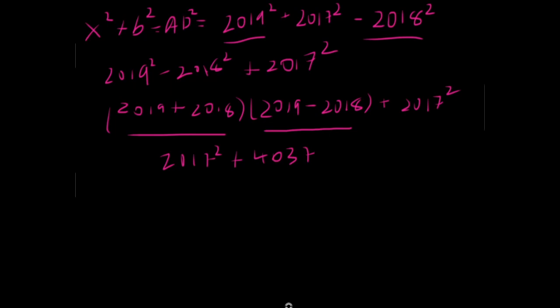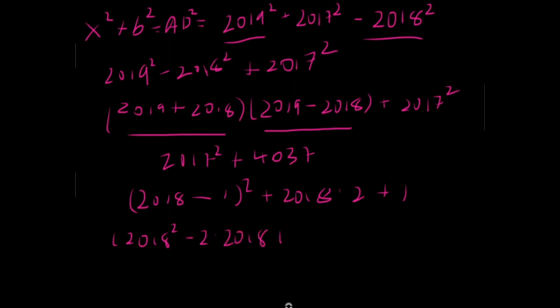We can do 2018 minus 1 squared plus 2018 times 2 plus 1 as a rewrite of this equation. So what happens when we expand this square out? We get 2018 squared minus 2 times 2018 plus 1 plus 2018 times 2 plus 1.